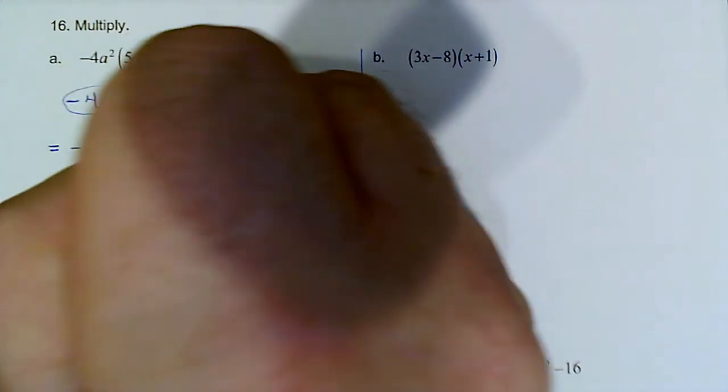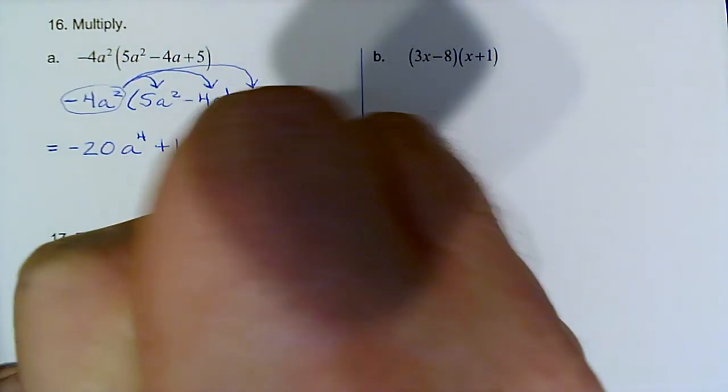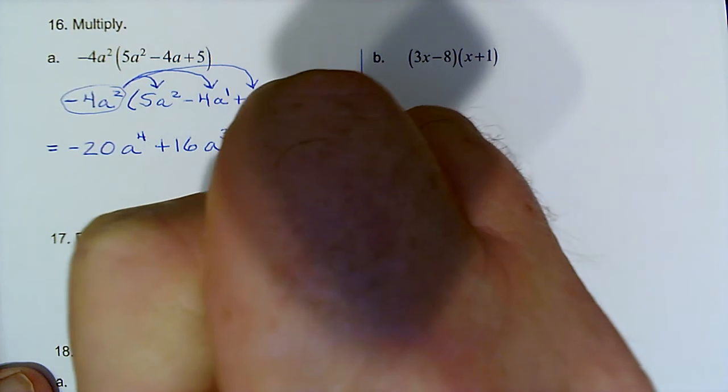And then finally distributing that negative 4a squared to the 5, we get negative 20, and the a squared just tags along.